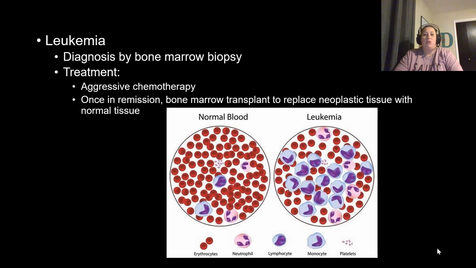Treatment for leukemia is normally aggressive chemotherapy. Once in remission, bone marrow transplant to replace the neoplastic tissue with normal tissue may need to be done. Okay, so not only would we use aggressive chemo, we may also have to have a bone marrow transplant here.